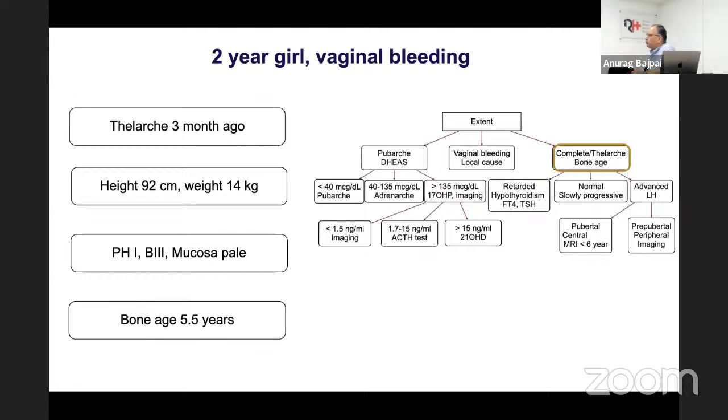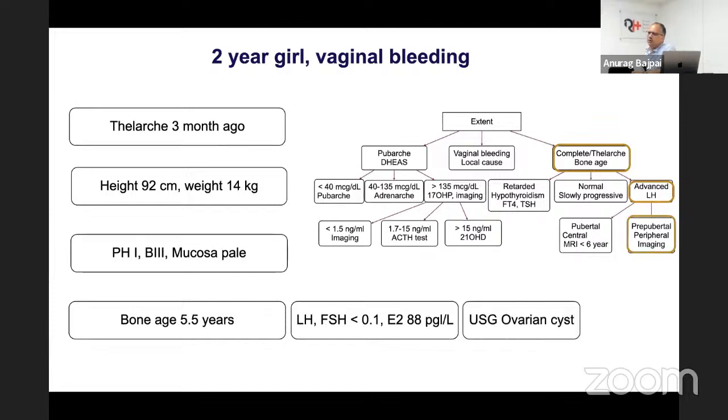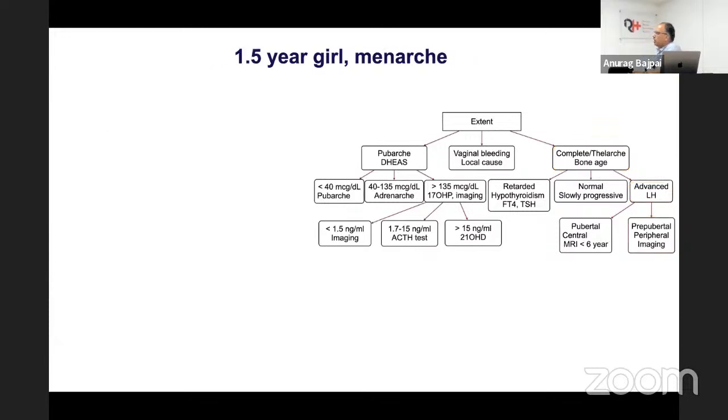So bone age was very, very advanced. And further workup showed LH, which is suppressed. So this is more likely to be a peripheral precocious puberty, as you said. And ultrasound showed an ovarian cyst. So here you may have to think of McCune Albright. There will be cafe au lait spots or fractures or rickets, which may give you a clue.